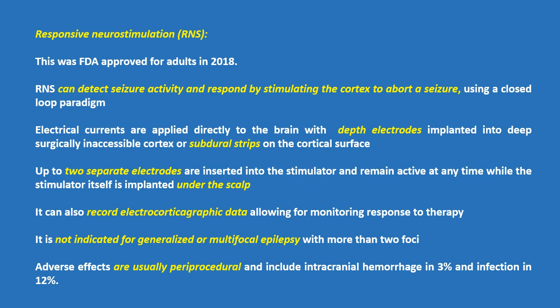Responsive neurostimulation, or RNS. This was FDA approved for adults in 2018. RNS can detect seizure activity and respond by stimulating the cortex to abort a seizure using a closed-loop paradigm. Electrical currents are applied directly to the brain with depth electrodes implanted into deep surgically inaccessible cortex or subdural strips on the cortical surface. Up to 2 separate electrodes are inserted into the stimulator and remain active at any time while the stimulator itself is implanted under the scalp.